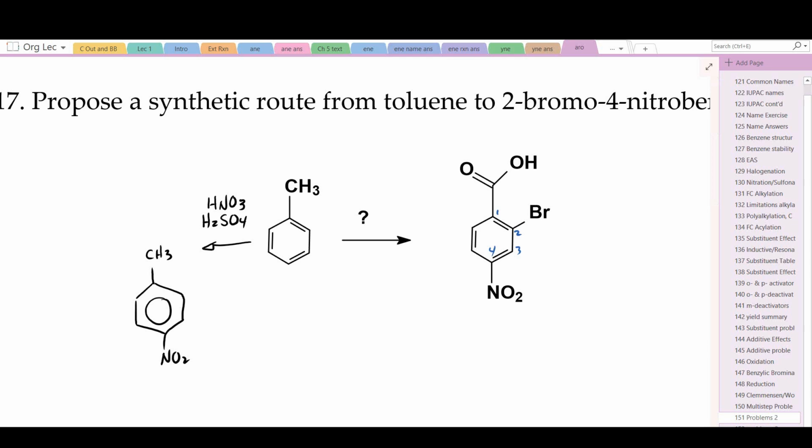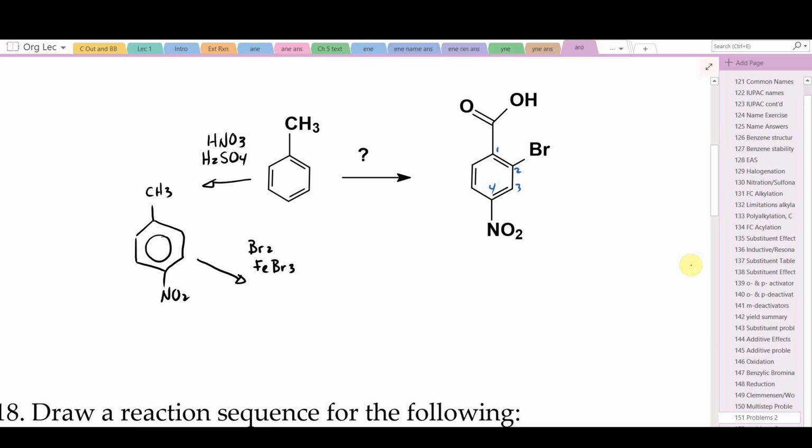We next want to brominate. We want to brominate the ring. We'll use bromine, liquid bromine, and FeBr3 catalyst. So since the methyl group is ortho-para directing, we'll get a major product with the bromine ortho to the methyl group.